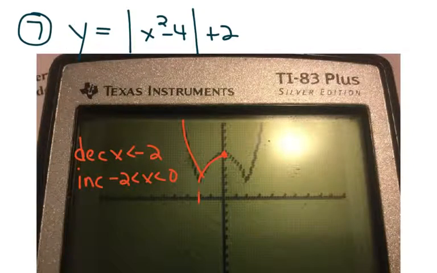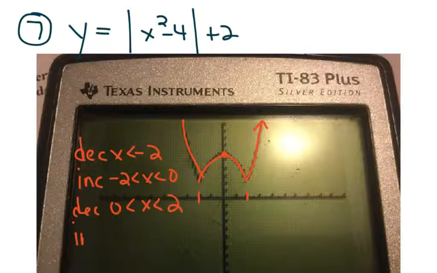And then at 0, it begins decreasing again until it hits x is positive 2. So from 0 until positive 2, it's decreasing. And then at positive 2, it begins increasing forever. So that's why the last one is x is greater than 2.